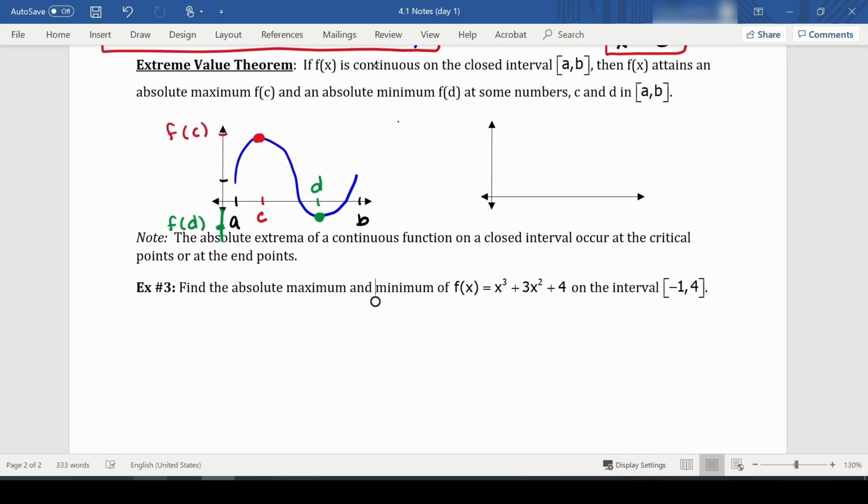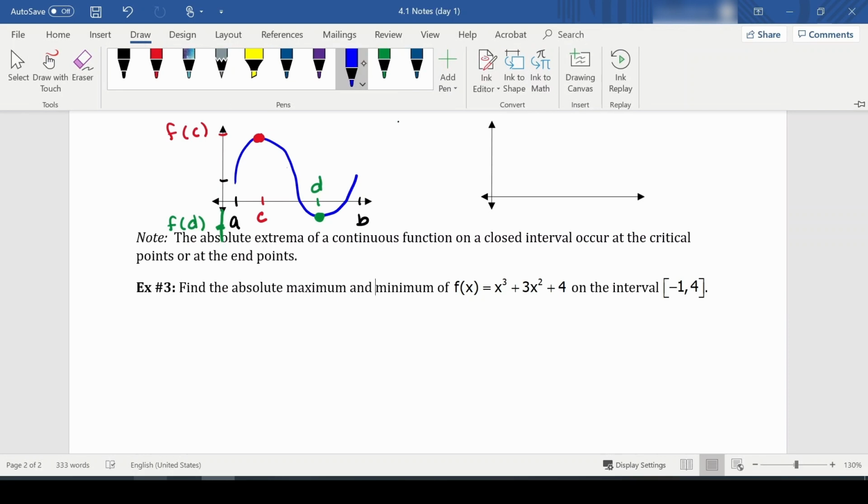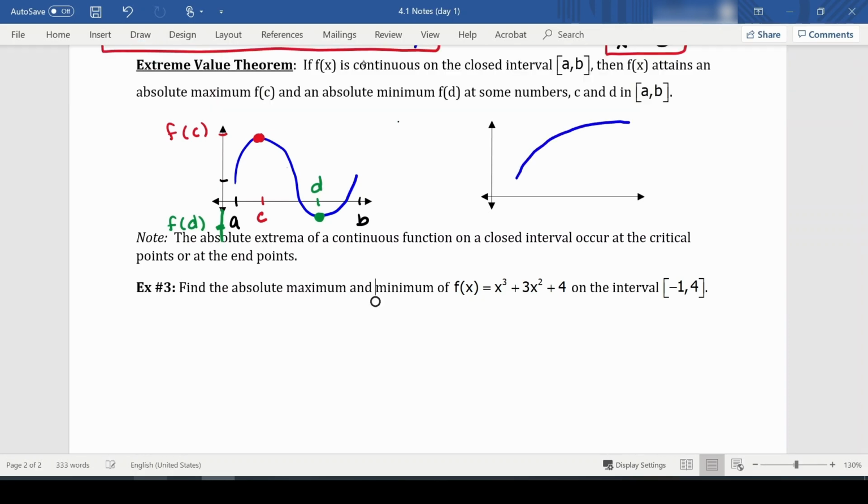So again, it's just saying that on a closed interval, you have to have a biggest and a smallest point. Now, the example we just drew, we have two extra points. We could have that the smallest point or the largest point is one of our endpoints. And something like that might look like this.